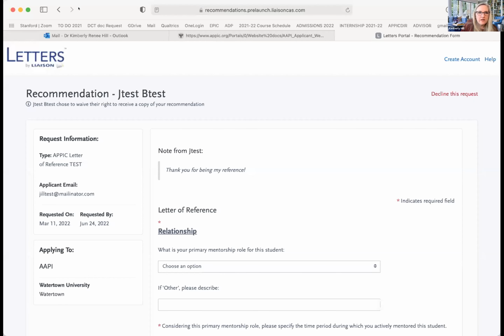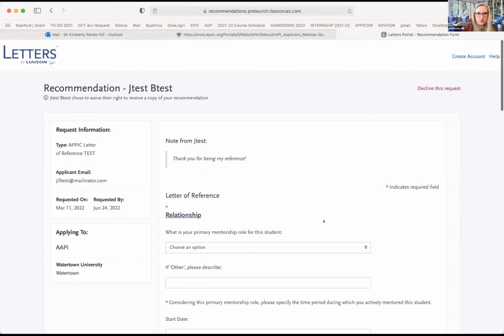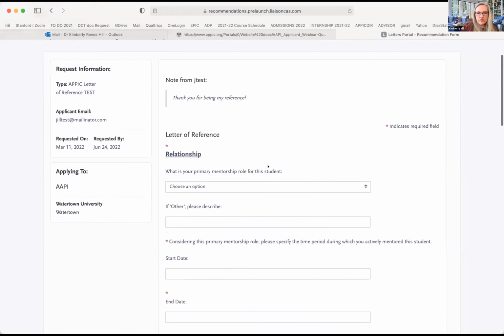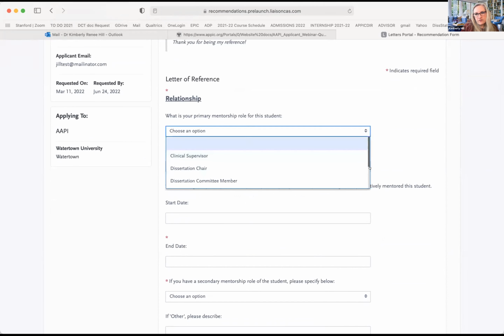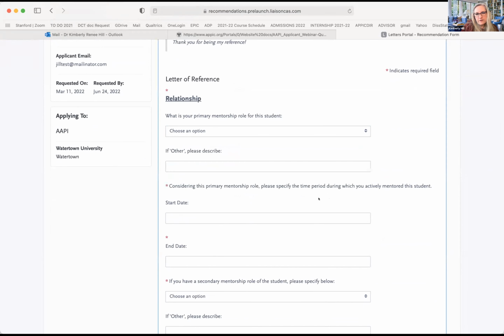So this is a playground environment. Student X will identify Dr. So-and-so as a letter writer. You'll receive a link to this. Then there's going to be some forced choice answers. What's your primary mentorship role for this student? There are several options: supervisor, dissertation chair, committee member, other research mentor, course instructor, other, and you can specify other.